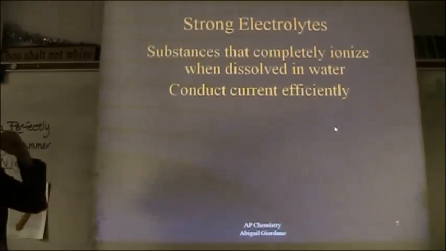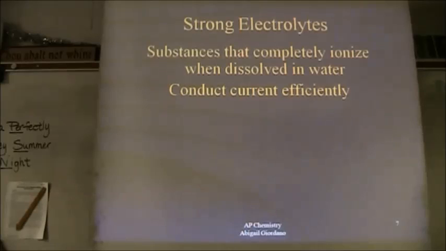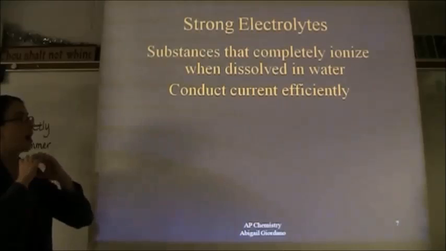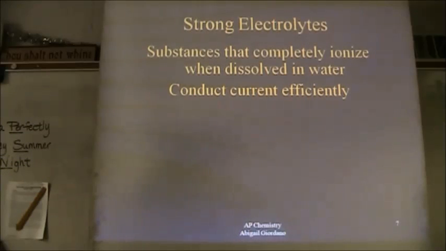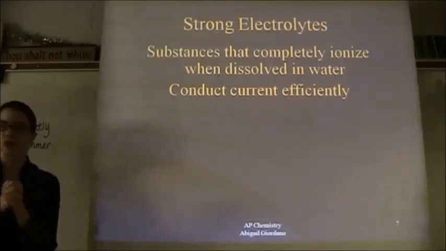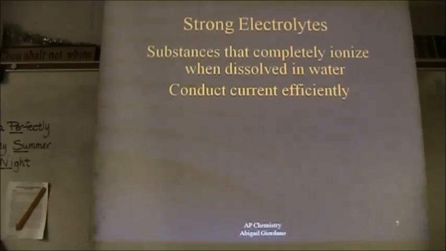So guys, when I say a strong electrolyte, it means exactly what she just said. It's something that when it ionizes, it releases a lot of ions. It ionizes very, very well. And guys, if you have a lot of ions, you will be able to conduct electricity very, very well. By the end of today, I'm going to expect you to be able to look at a compound and tell me if that compound is a strong electrolyte or not.